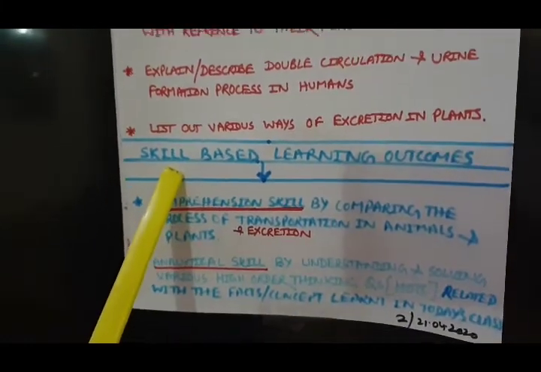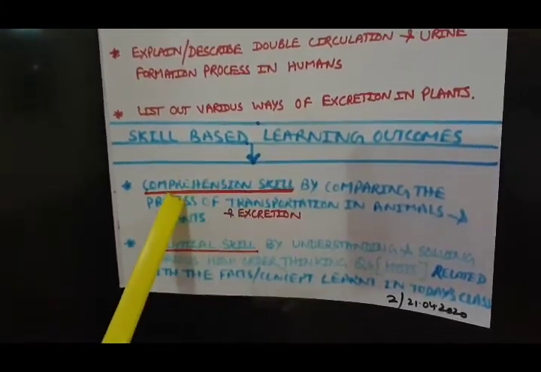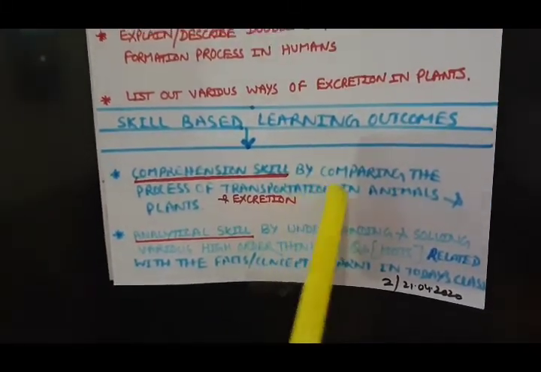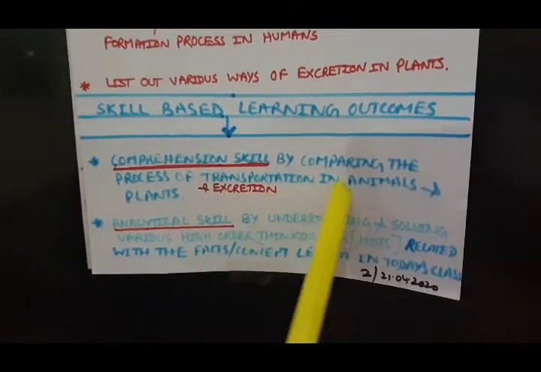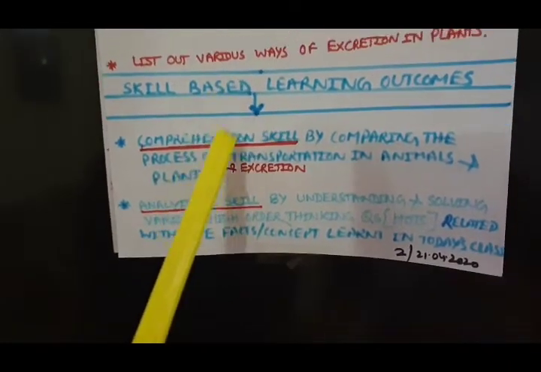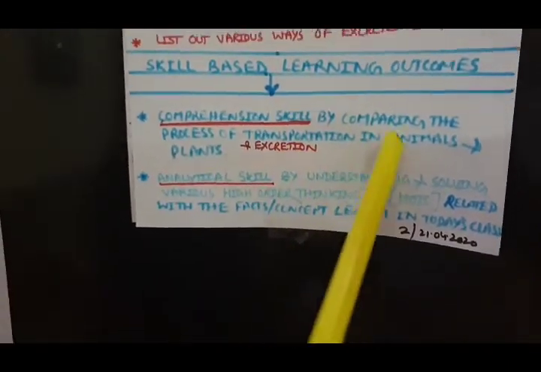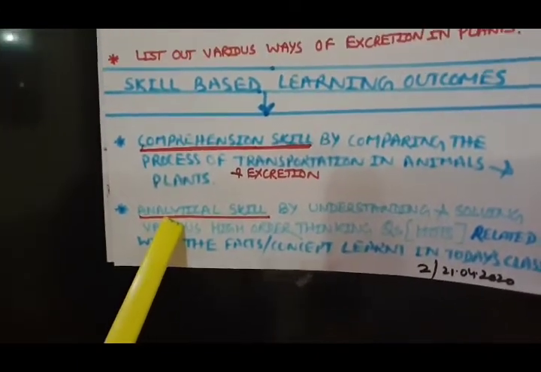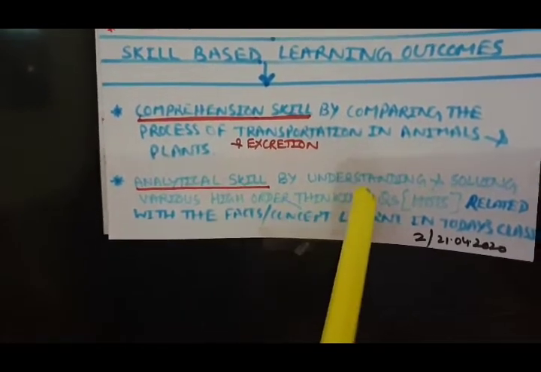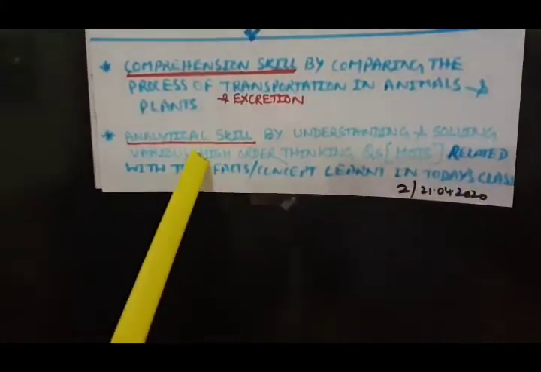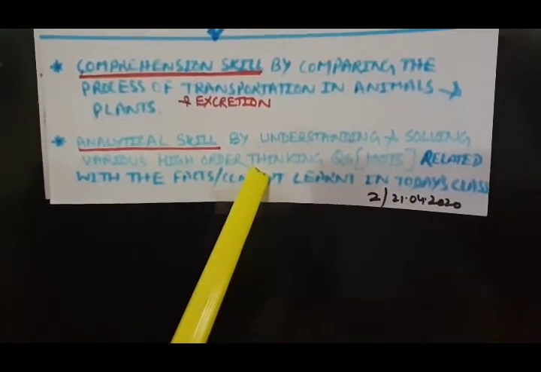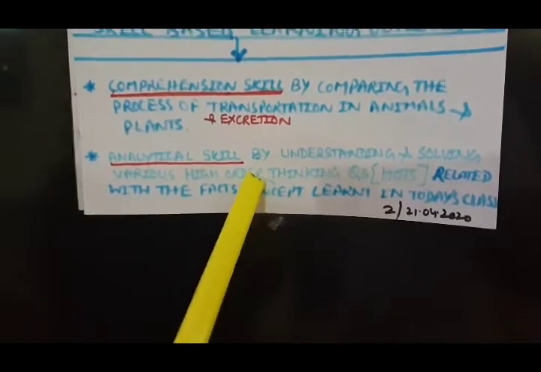The skills that you will learn are comprehension skills, with the help of which you will be able to compare the process of transportation in animals and plants, as well as the process of excretion in plants and animals. You will also use your analytical skills by understanding and solving various higher order thinking questions related to the facts and concepts of today's class.